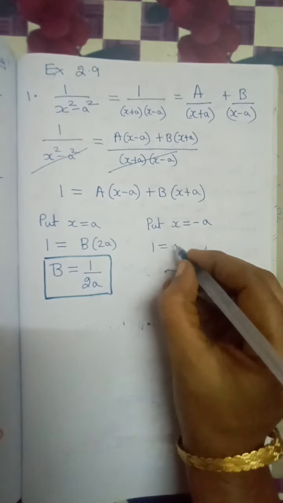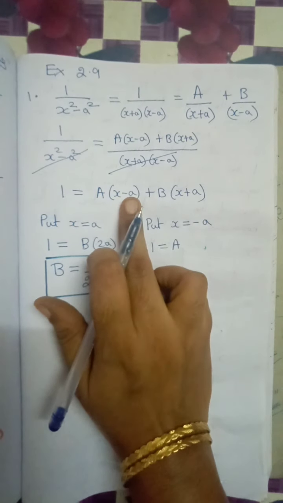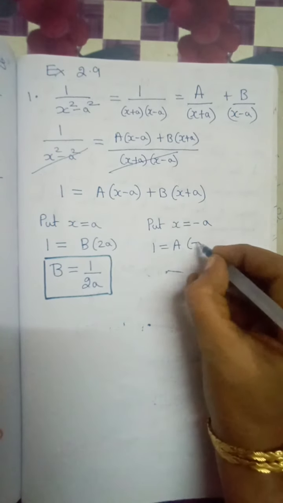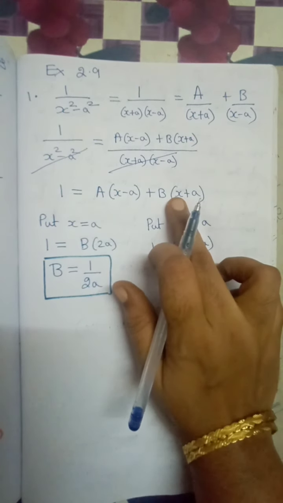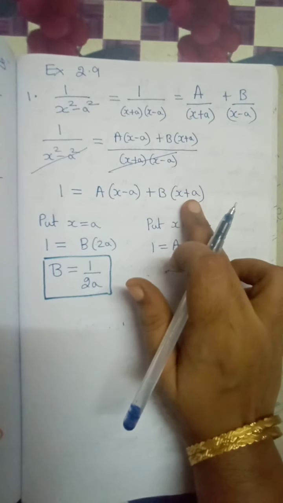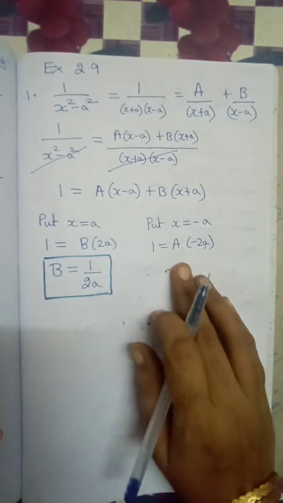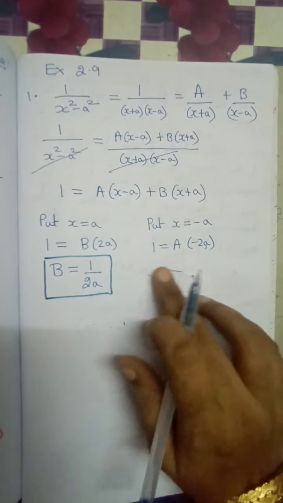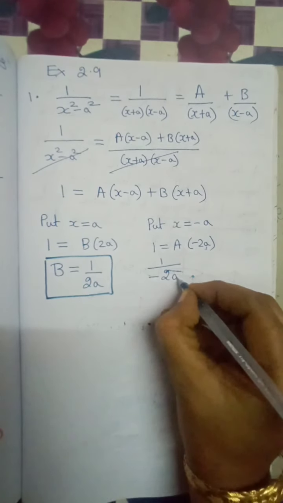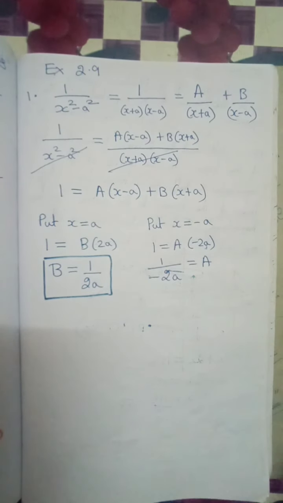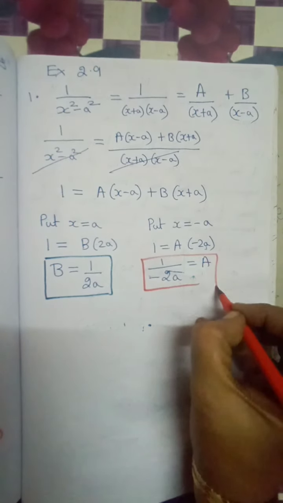So 1 equal to a. Now this place if I put minus a, minus a, I will have minus 2a. Minus a, minus 2a. Here if I put minus a, this bracket will become 0 and 0 into b is 0. Now when I simplify this, let me bring this minus 2a to the other side. So I will have 1 by minus 2a is equal to a. I got the value for a as 1 by minus 2a.